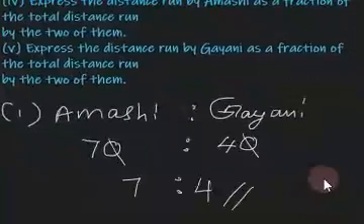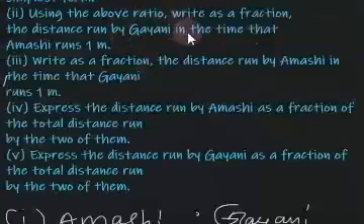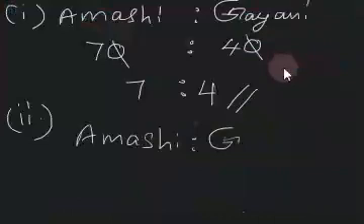Okay, we will move to part 2. Using the above ratio, write as a fraction the distance run by Gayani in the time that Amashi runs 1 meter. So you have to find this as a fraction. So how do we do that? Part 2, Amashi to Gayani.